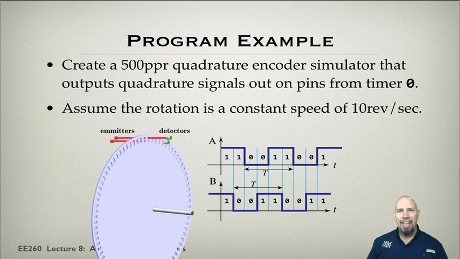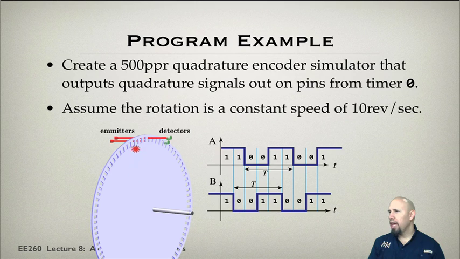Let's work through an example. In this example, we're going to see how to use the timer and counter to work with a particular situation. So the problem before us is the problem of creating a quadrature encoder simulator. Okay, a quadrature encoder simulator. So we want to create a quadrature encoder simulator that simulates an encoder with 500 pulses per revolution and outputs quadrature signals out on pins from timer 0. So we want to use timer 0, so the pins then require 2 pins. So a quadrature is something that generates 2 signals.